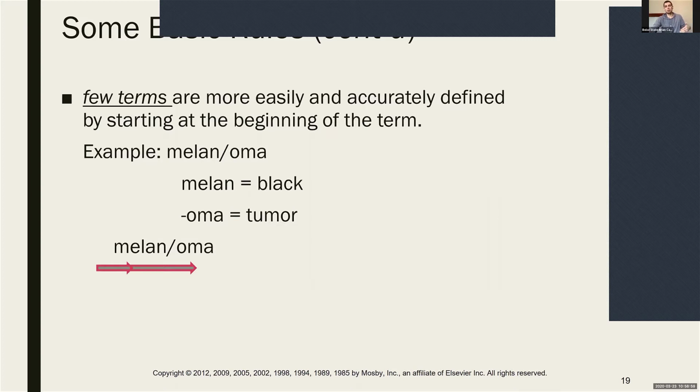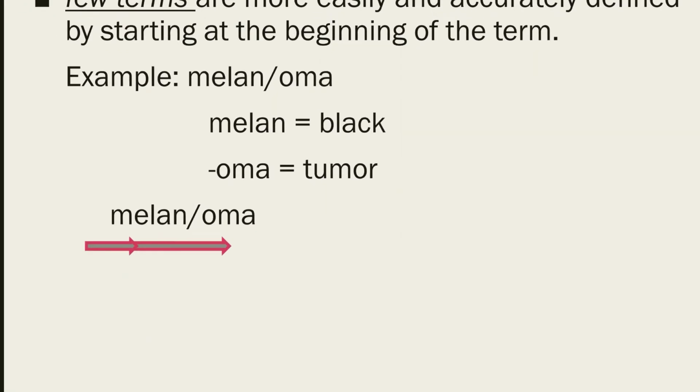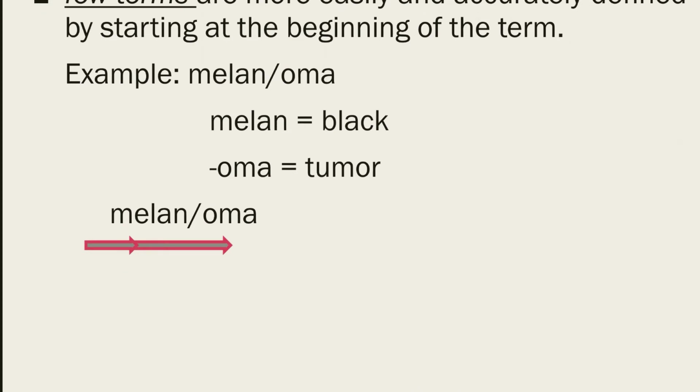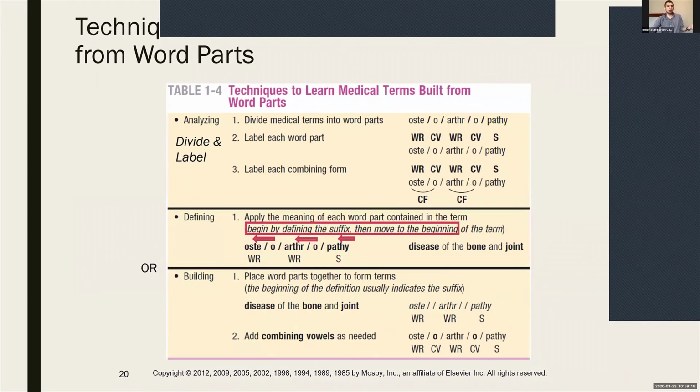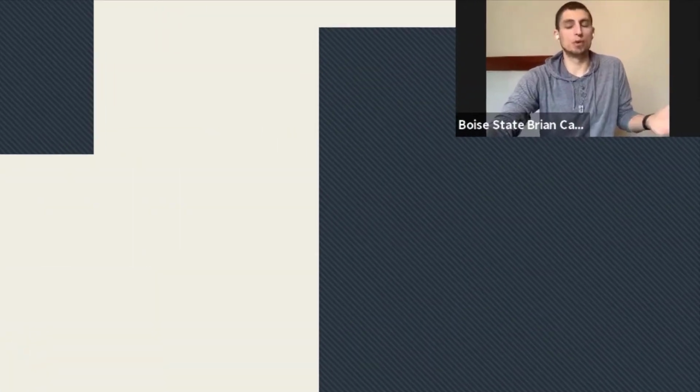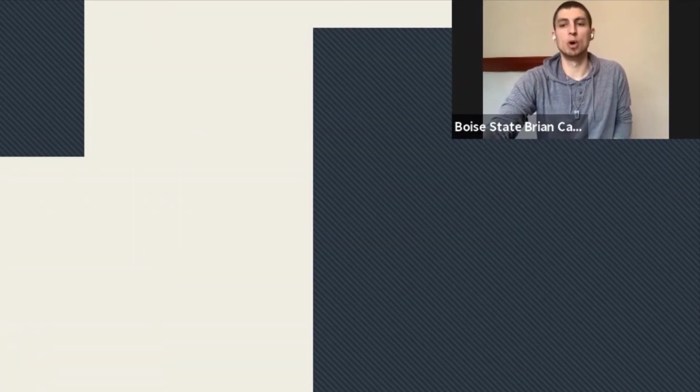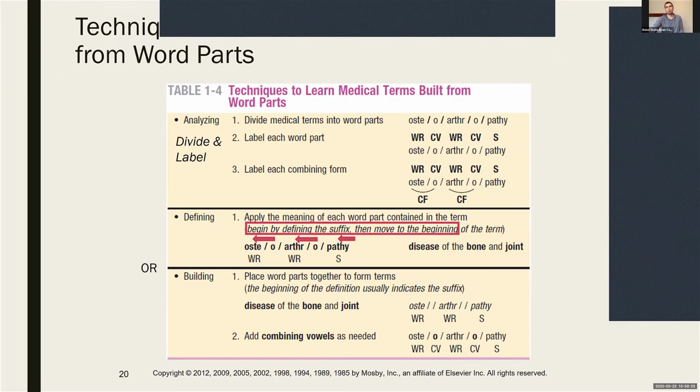So in this case, oma meaning a tumor and melan meaning black for the coloration of the tumor. It would make more sense to describe this to someone as they've got a black tumor rather than saying they have a tumor that is black. Big scheme of things, does that really make a huge difference? Probably not. Okay, so don't get too hung up on those types of things.